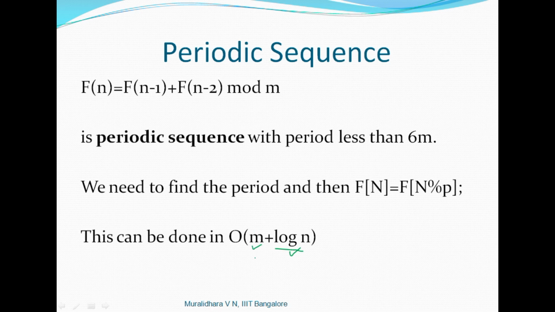In the next video, we will try to come up with an algorithm whose complexity depends only on the log of n, and is independent of m.